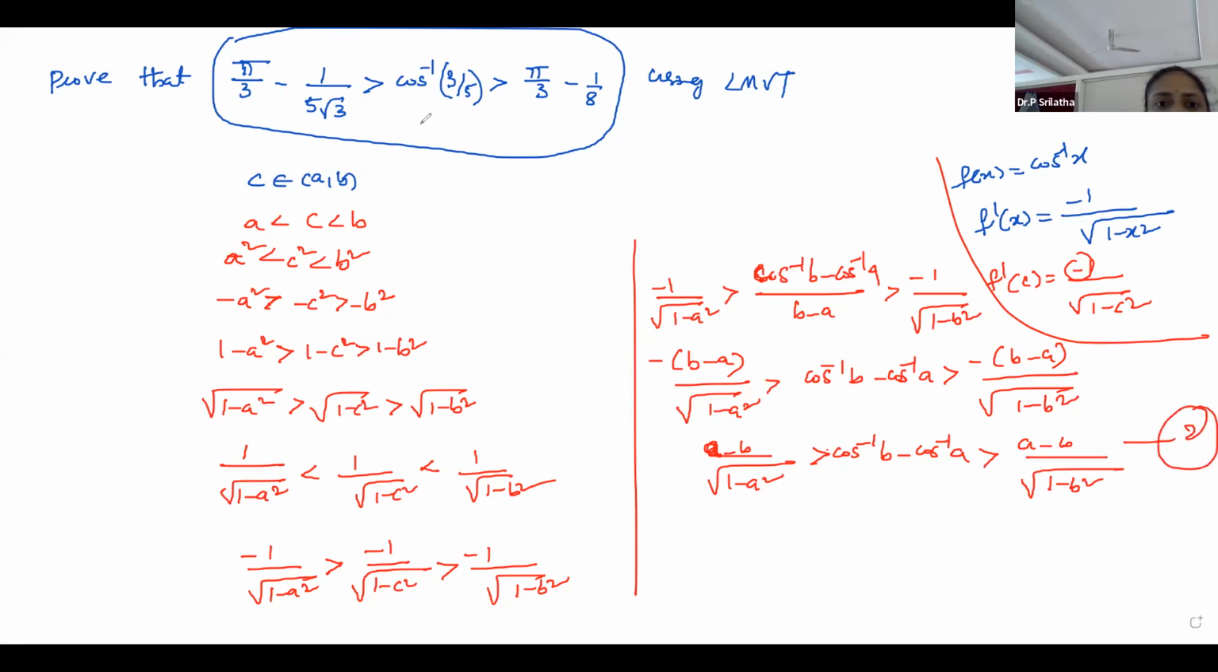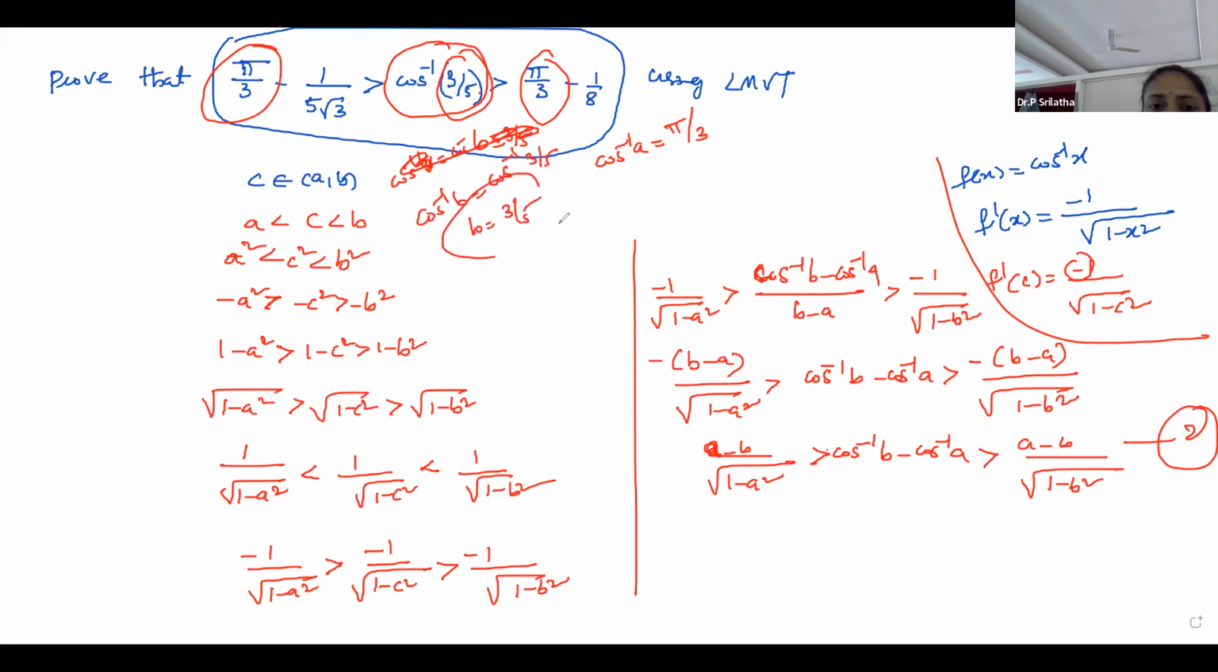Now substitute B value. What is B value? B is always the middle value. Both sides similar value is A value. So now, which will be in the form of cos inverse, right? So that's why cos inverse A value is here pi by 3, because always the middle value is B value. Now cos inverse B value is 3 by 5. From that we can write cos inverse B equal to cos inverse 3 by 5. So from that we can write B equal to 3 by 5, right?